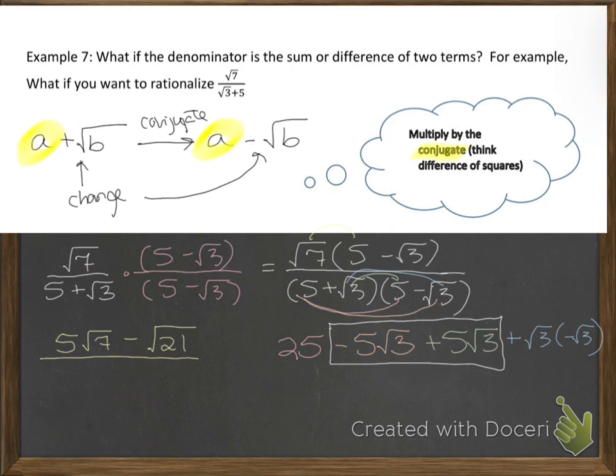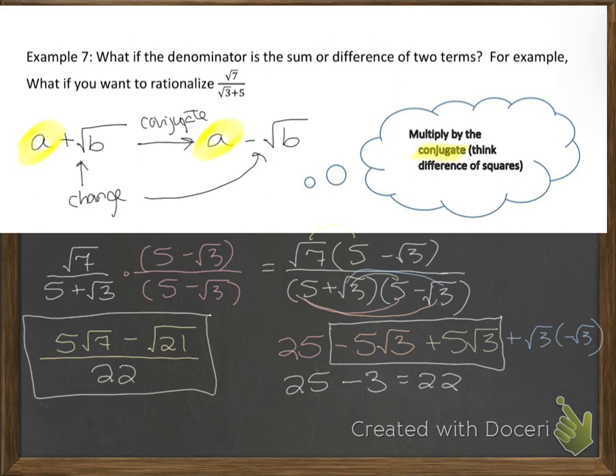We wanted to obtain something that doesn't have any more radicals in it. So we're going to have 25 plus 0, right? And then our last term, notice, is minus the square root of 3 times the square root of 3. Well, the square root of 3 times the square root of 3 is just the square root of 9, or 3. Okay, so we have 25 minus 3, which is 22. So our rational denominator is 22. So this, ladies and gentlemen, is our final answer.